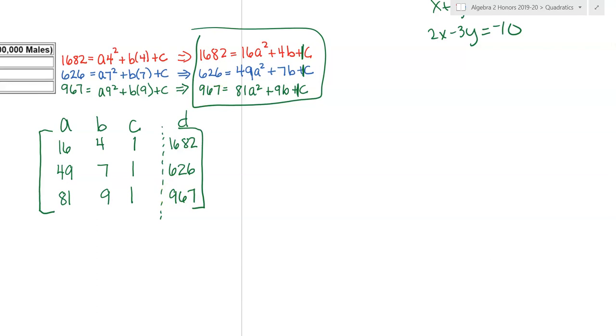You put this into your calculator in the matrix function, and it's going to ask you what dimensions it is, rows by columns. So this is 1, 2, 3 rows by 1, 2, 3, 4 columns. We're going to put these numbers in there just like this. So let's take a look.